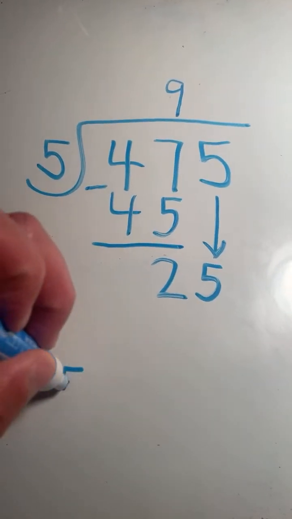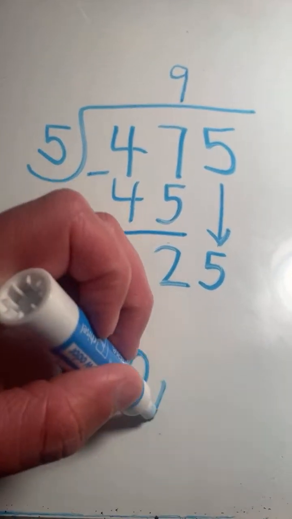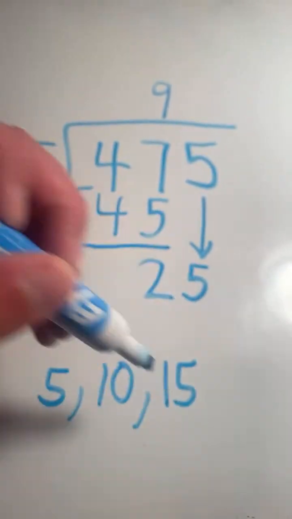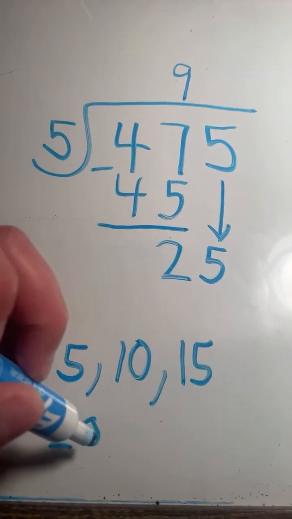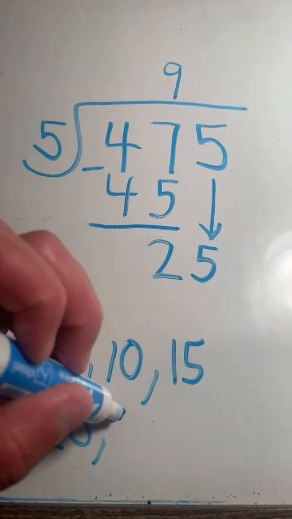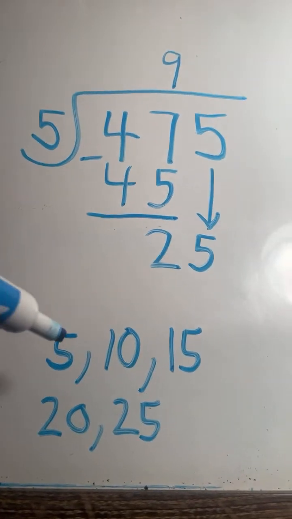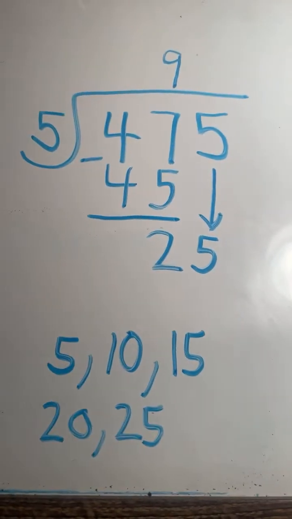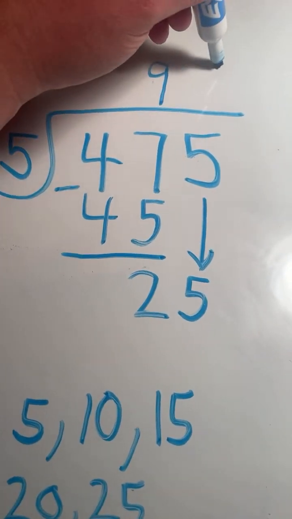So counting by 5s, 5, that's one group. 10, we are now at 2 groups of 5. 15, we are at 3 groups of 5. 20, we are at 4 groups of 5. 25, we are at 5 groups of 5. So I ended up counting by 5, 1, 2, 3, 4, 5 times. 25 divided by 5 equals 5.